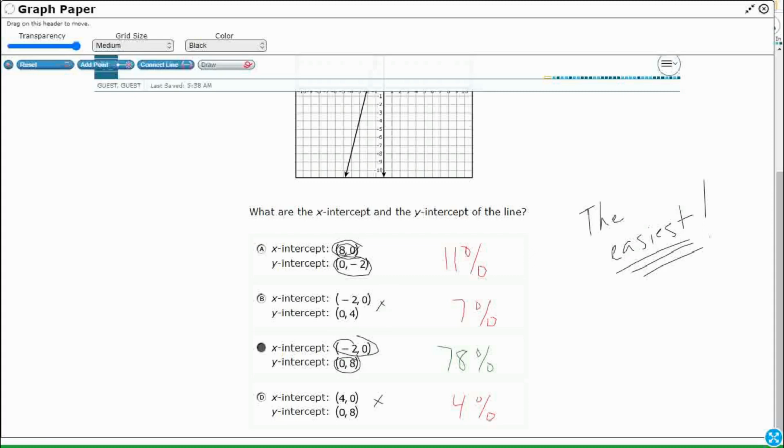So good job, State of Texas. Almost 4 out of 5 students got that correct, and that was pretty easy. We're just recognizing the x and the y-intercepts and how to plot them. We've been doing that since the 5th grade.